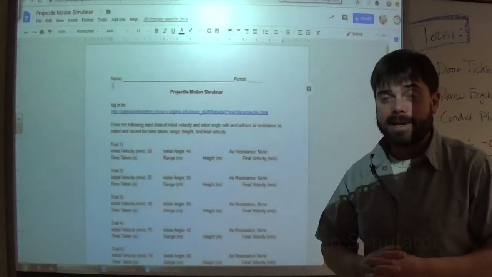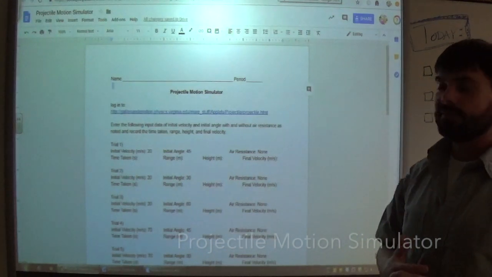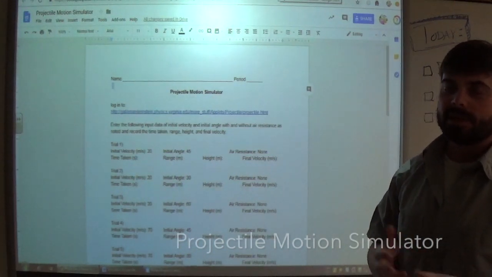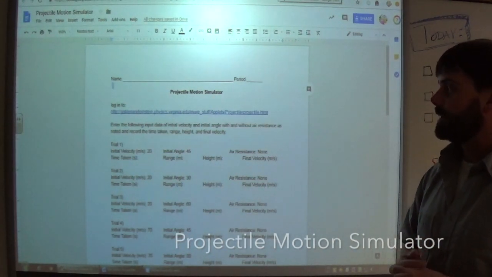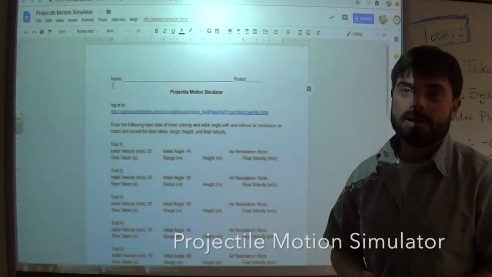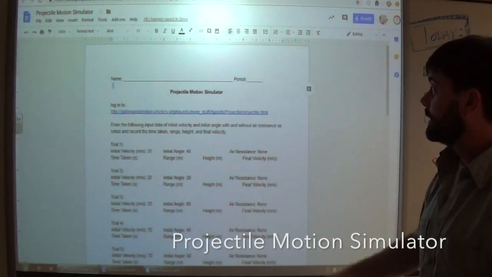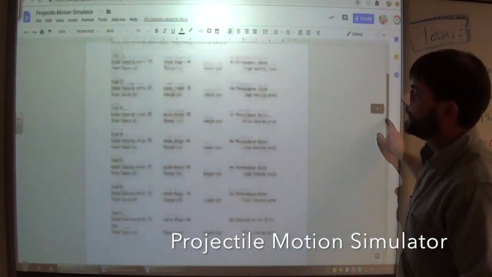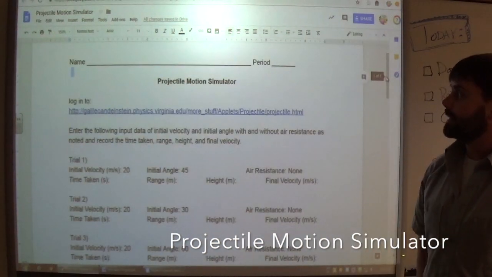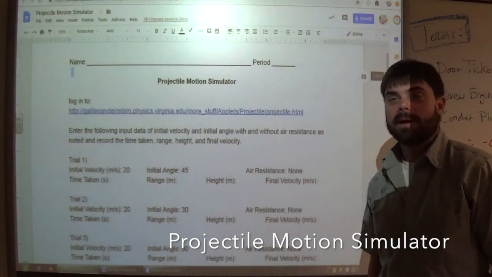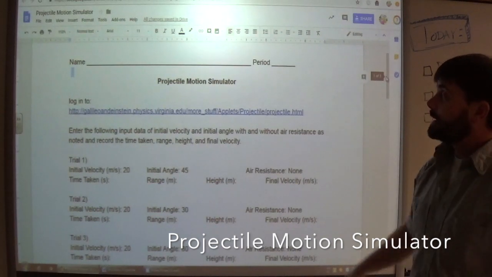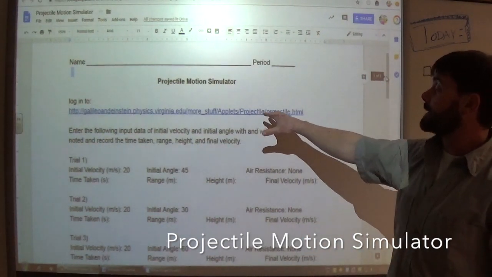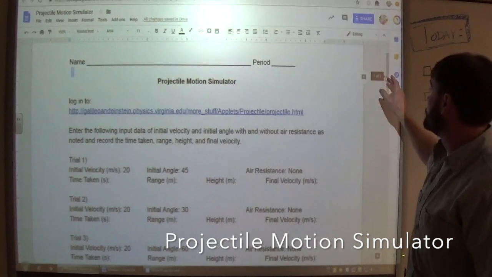There's also a second assignment that is an online activity. It's a projectile motion simulator, which again, if you open it up, it will ask you to make a copy, and you will plug some information into the simulator based upon what is inside of the document. There's a link here to get to the actual simulation, which I'll show you in just a minute.